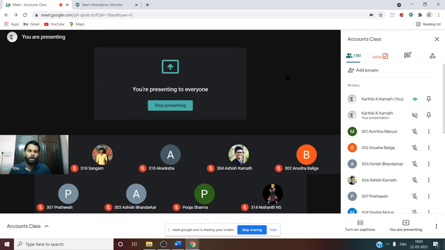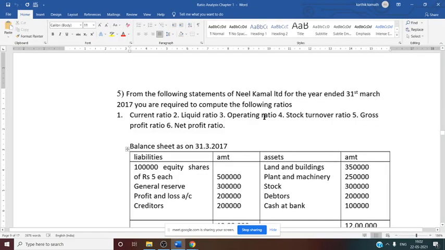So here cost of goods sold, we want cost of goods sold. How to get the cost of goods sold? Sale minus cost of sale, if you do, you will get a gross profit. So what you can do, sale minus gross profit, if you do, you will get a cost of goods sold. So sale information will be given in the question, minus gross profit, you will get a cost of goods sold.